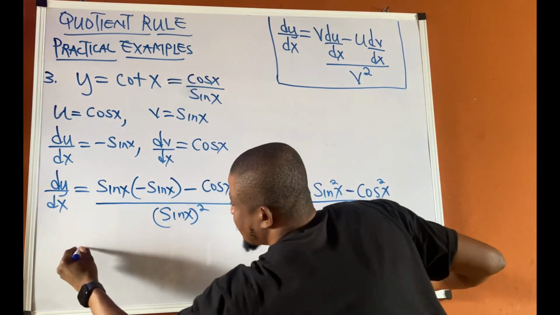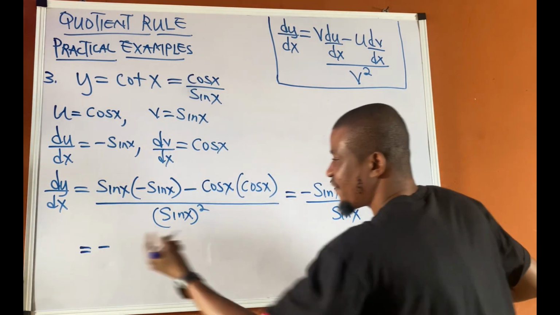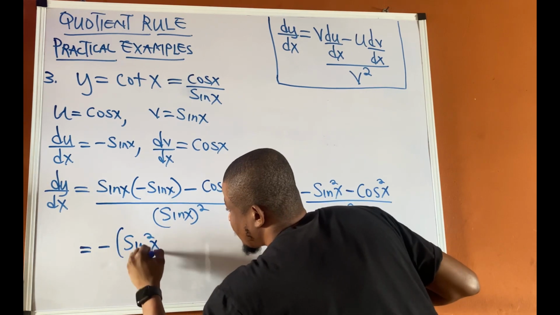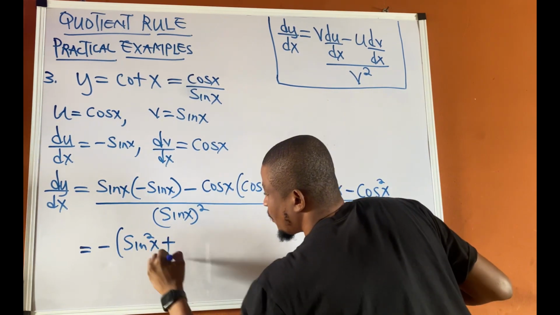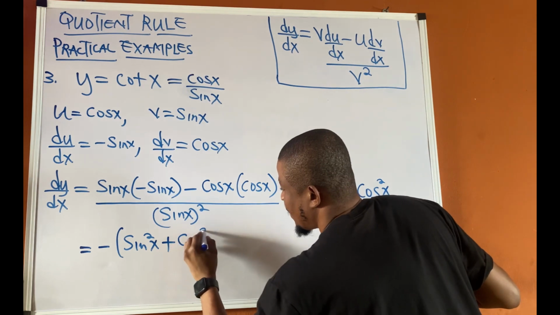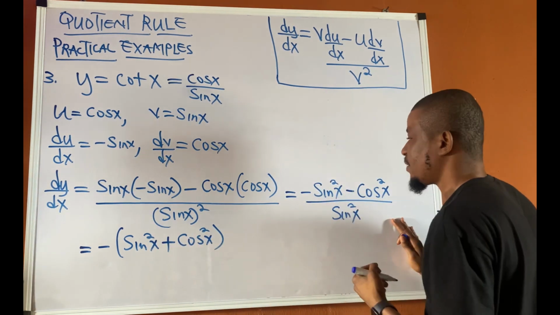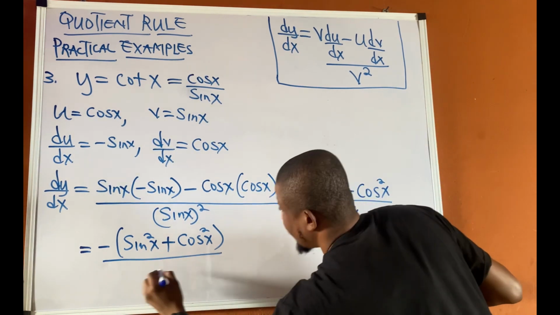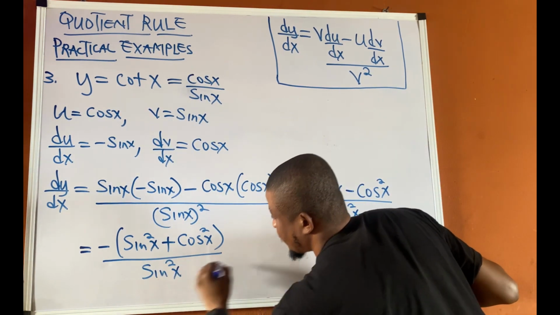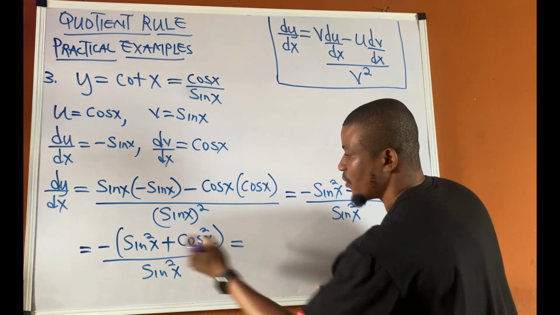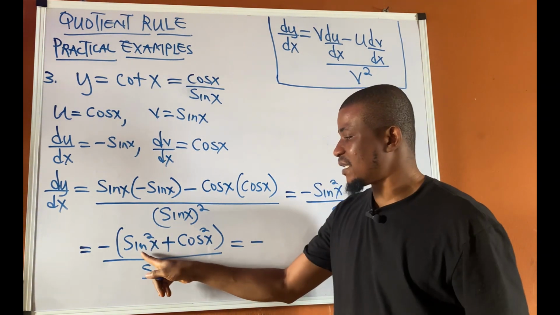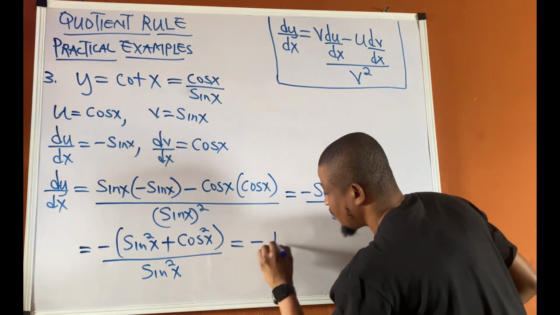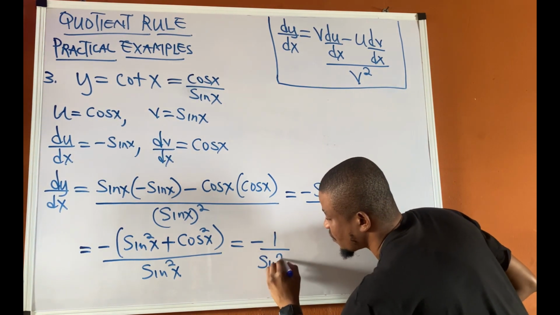From here, we can see that minus is common. We can factor out minus, and then we have sine squared x plus cos squared x. I factored out the minus, so we have this, right? All over sine squared x. And this will give us a negative. Remember that sine squared x plus cos squared x is 1. So we have 1 upon sine squared x.